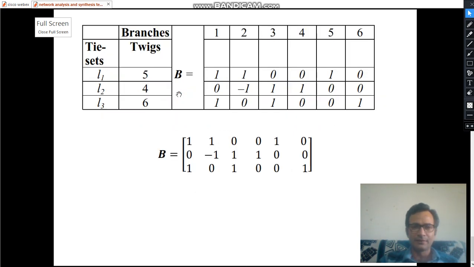Okay. So this is all about the matrices associated with our network graphs. So 4 matrices we have discussed: A, B, C and A augmented.